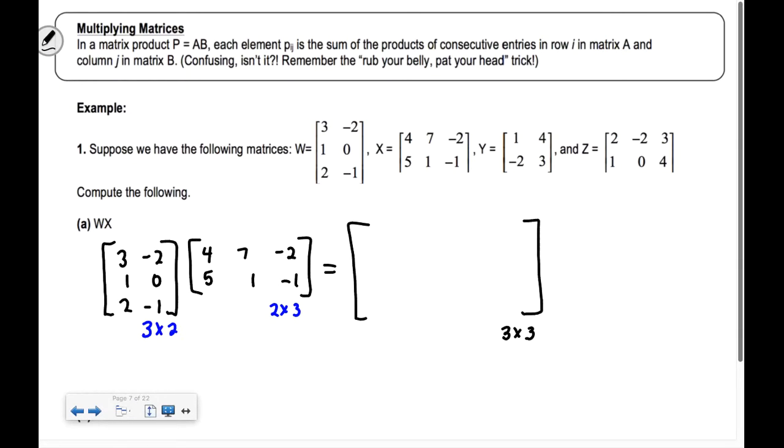All right, so anyway, we're multiplying a 3 by 3. So I'm going to have 1, 2, 3, 1, 2, 3, 1, 2, 3. So we're first just going to set it up.